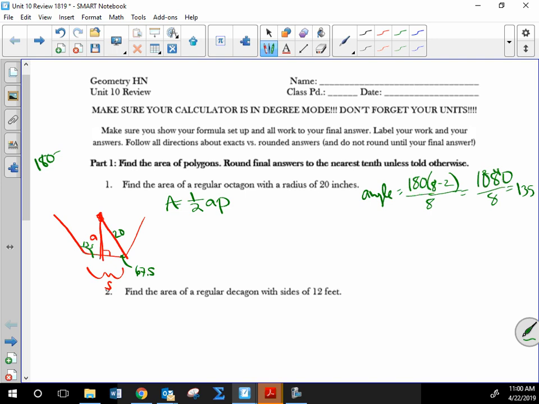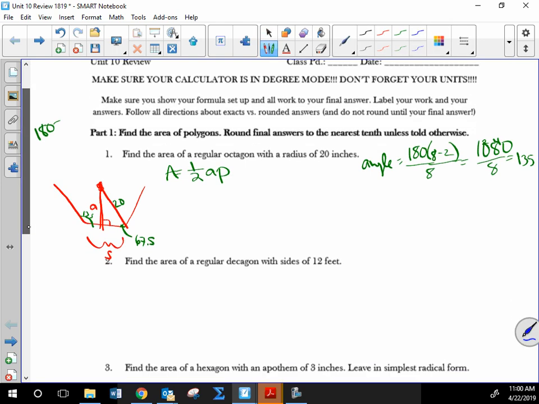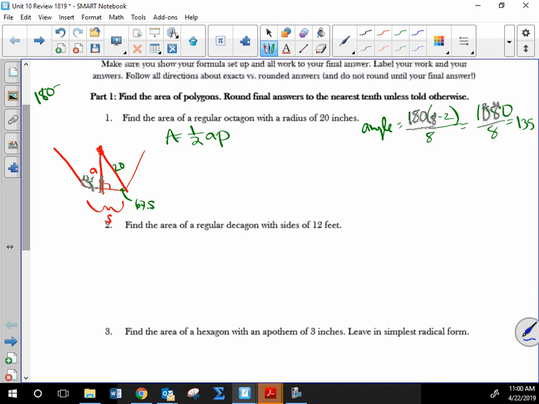Okay, so now let's use that. How do I find my apothem? Sine, cosine, tangent. Okay, which one do we want? I want tangent. We got the hypotenuse, so let's go with sine. Sine is opposite over hypotenuse. Opposite and hypotenuse. Let's go with that.